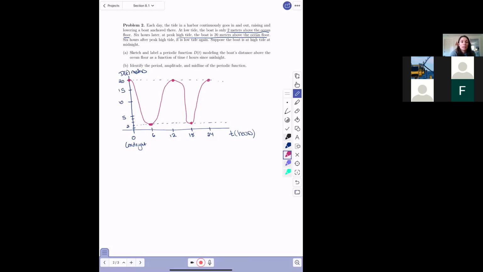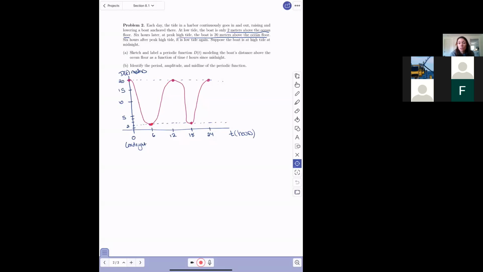Yes. So at first we're told that the boat is at high tide at midnight. And this problem tells us that high tide is 20 meters. So I know to put my dot here. And then we're told 6 hours after high tide, it's low tide. And at low tide, the boat is only 2 meters above the water. So low tide, we're here. We're at 2 meters, 6 hours later.